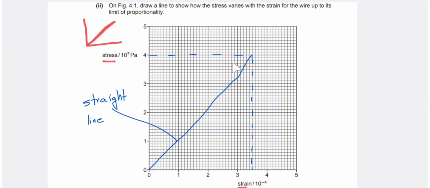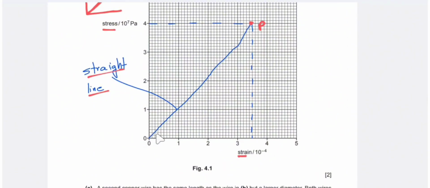And since the wire does not go beyond the limit of proportionality, and this is the point of limit of proportionality, before the limit of proportionality the graph has to be a straight line. So this is a straight line graph passing through the origin.